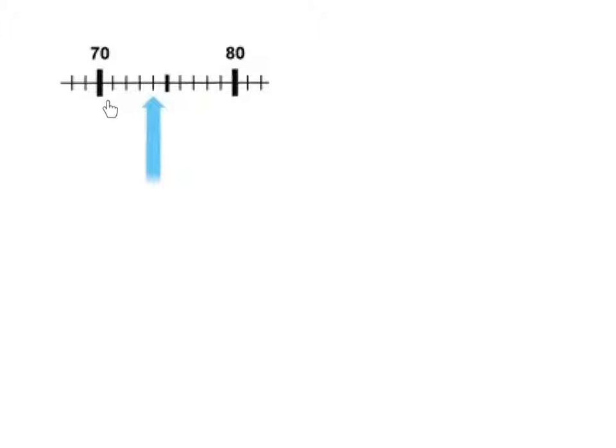Then we need to see how many little jumps there are. 1, 2, 3, 4, 5, 6, 7, 8, 9, 10. So the total is increasing by 10 in 10 little jumps. So each little jump is worth 1. So the scale does read 70, 71, 72, 73 and so on.